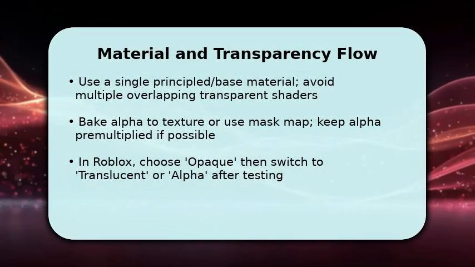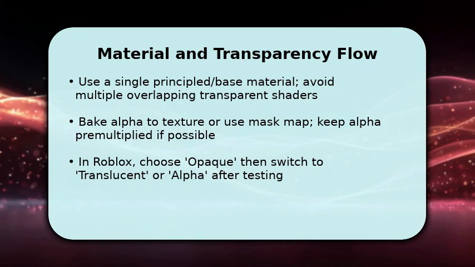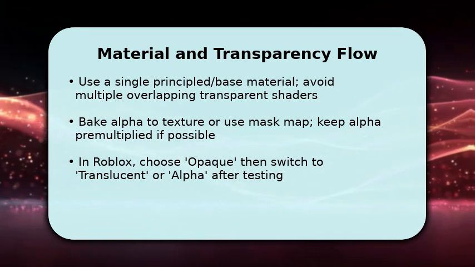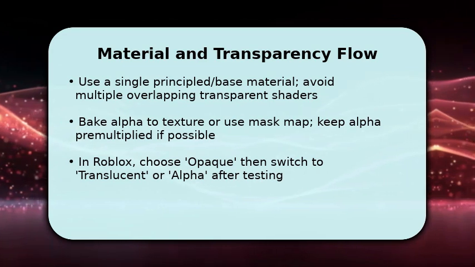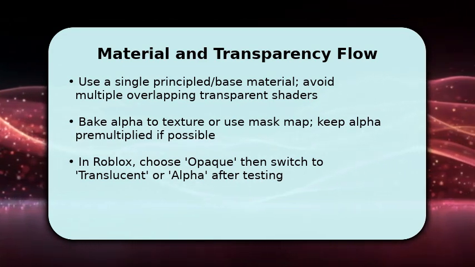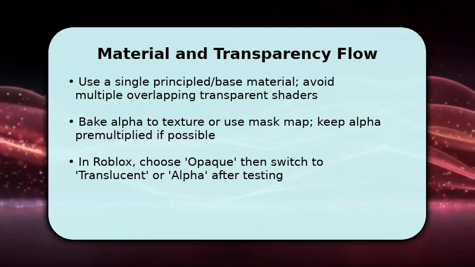Now you tackle material setup and the alpha pipeline. In Blender, consolidate into one material and bake the alpha into the base texture or an alpha mask so you control cutout versus smooth transparency. Once the texture is baked, export with embedded textures or pack them alongside the FBX.